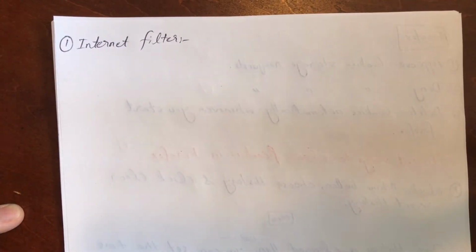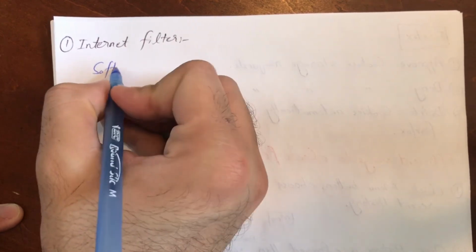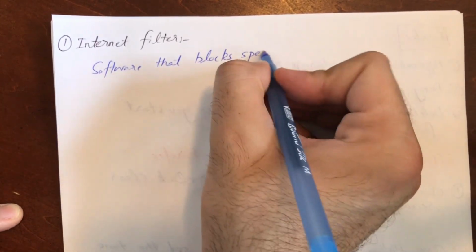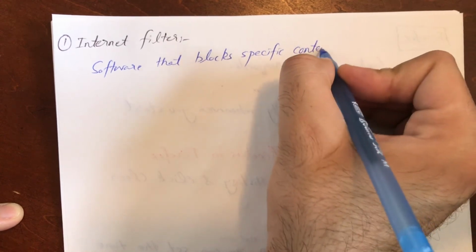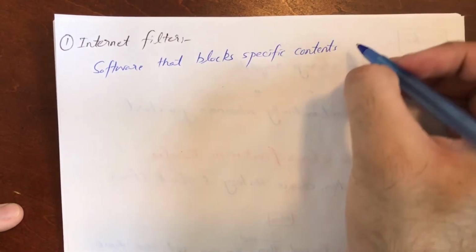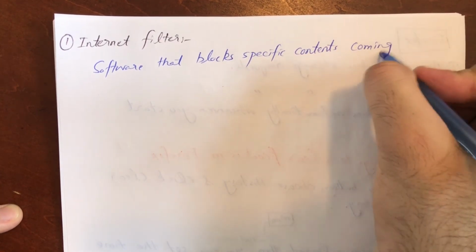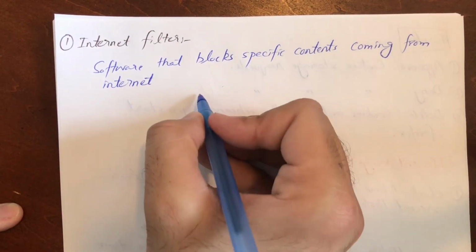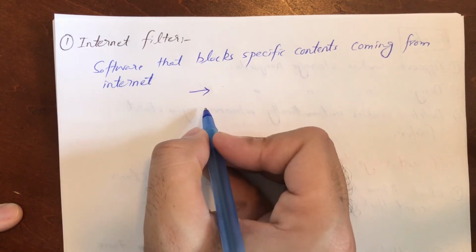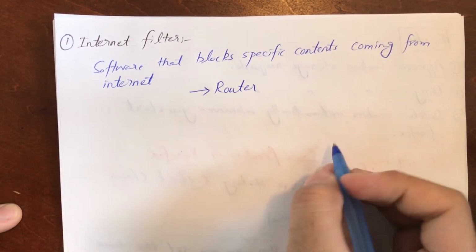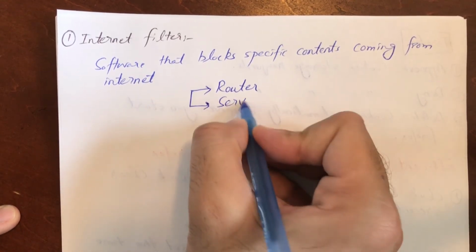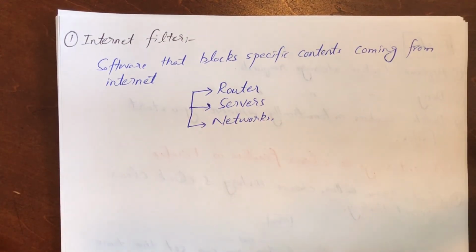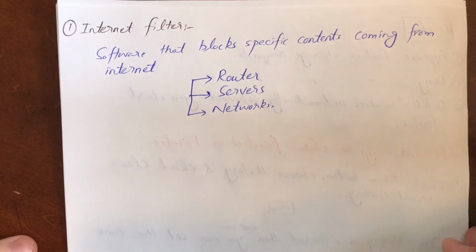Internet Filter is basically a software that blocks specific content that we specify, in fact, content coming from the internet. These internet filters can reside in routers. We can set internet filters in our servers, in our networks, and of course it comes with your browsers as well. But these are the three main places in which we can integrate internet filters.